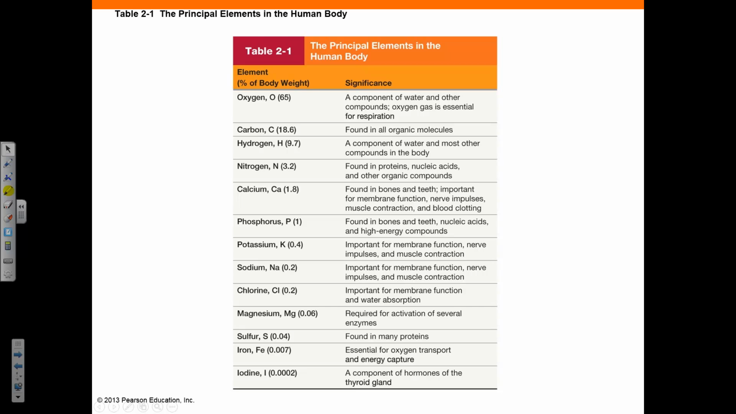So briefly going through the table, we are going to find a lot of oxygen in the body. Oxygen's chemical symbol is O. We also have carbon, the symbol being C, hydrogen with the symbol H, nitrogen has the symbol N, calcium, the symbol Ca, phosphorus, the symbol P, potassium, the symbol K, sodium's chemical symbol is Na, chlorine, Cl, magnesium, Mg, sulfur, S, iron, Fe, and iodine, I.